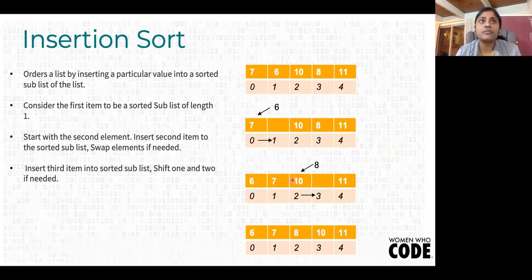So the next element is 8. 8 is compared with 10. So 8 is lesser than 10, so we need to swap 10 with 8. And we have done that here.